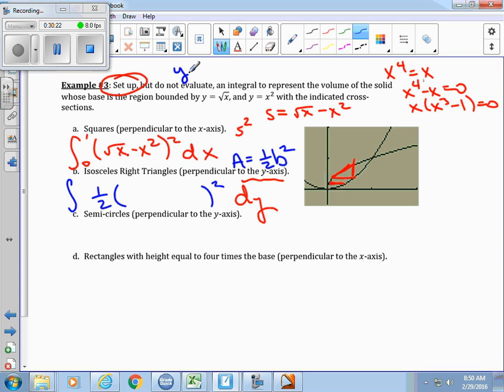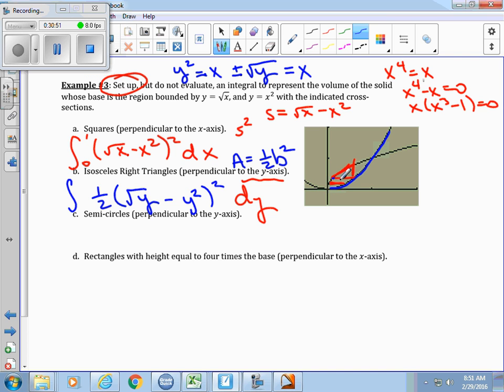I will have to use y values. So I need to go back up to my original and solve. I do get plus or minus the square root of y, but would you agree this is the positive half? So it's just the square root of y. So right would be the square root of y. Left would be y squared.